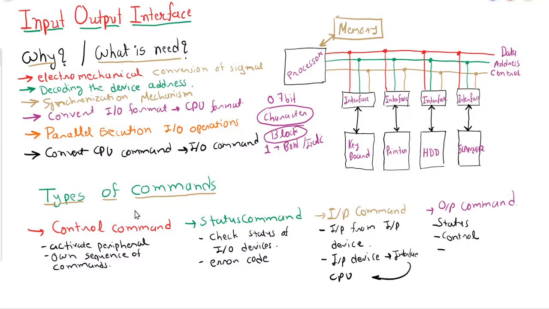So there are four types of command: control, status, input command and output command, and these are the need. Because of this we require the interface: conversion of signals, decoding the device address, a synchronization mechanism to deal with the problem of clock frequency, converting the IO format into CPU format, parallel execution of IO operations without interfering with other IO devices, and converting CPU commands to IO commands, meaning from CPU understandable format to input output understandable format.